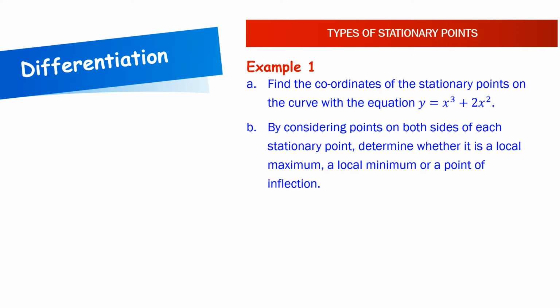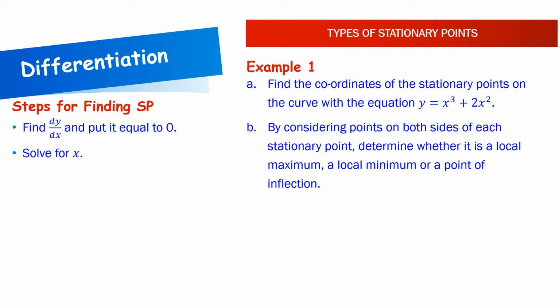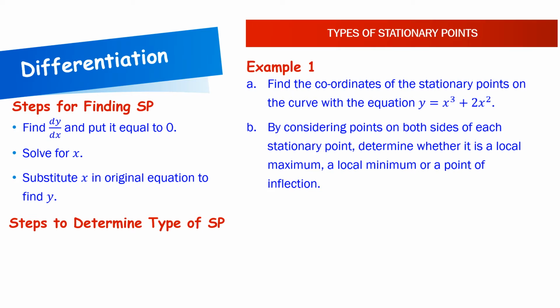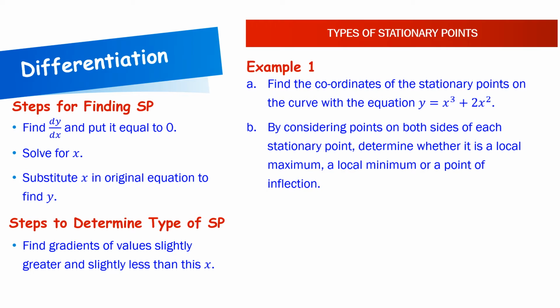Before we look at this example, let's examine the steps for finding the stationary points. First, find dy dx and put it equal to 0. Next, solve for x, and then substitute x in the original equation to find y. Now let's explore the steps to determine the type of stationary point that we have. We need to first find the gradients of values slightly greater and slightly less than this x, and then deduce the shape of the curve.